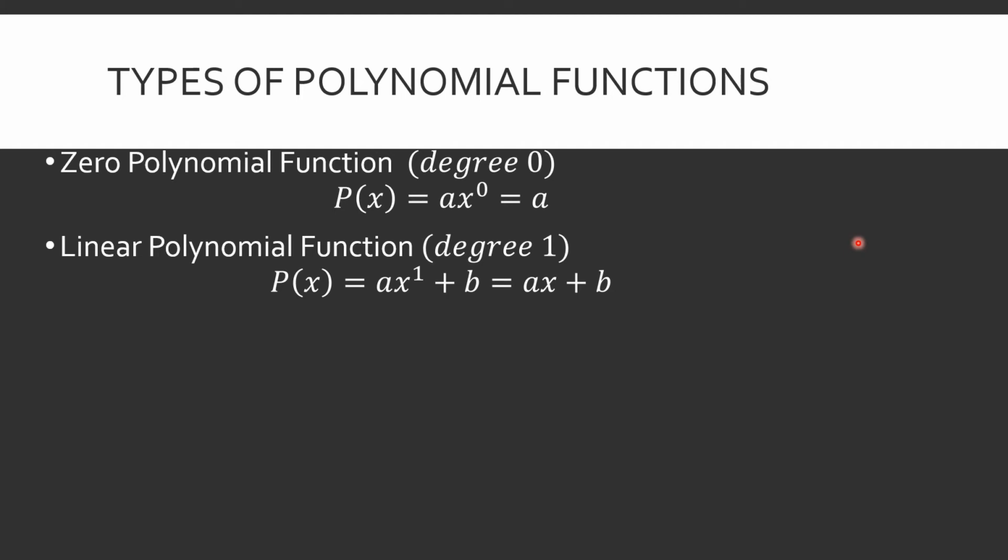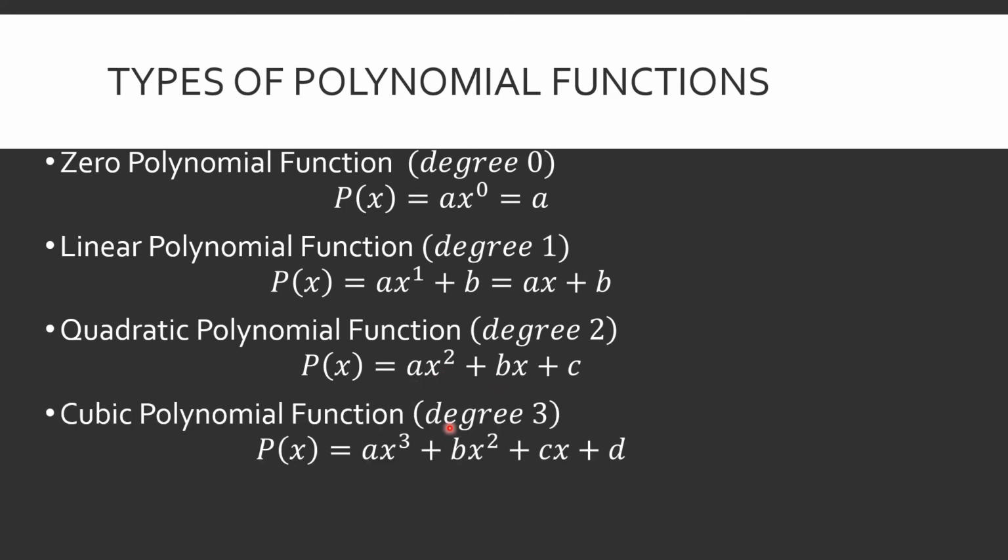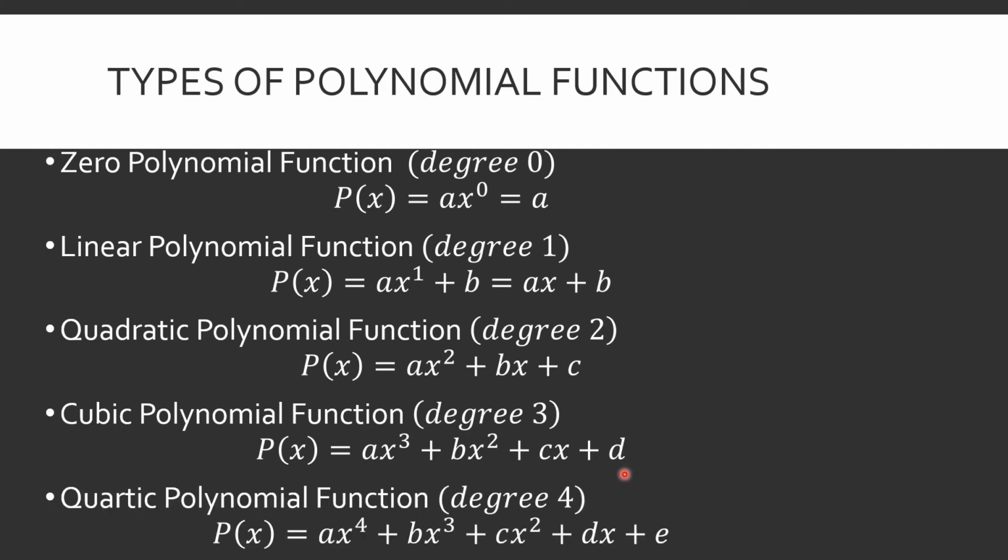Next is the quadratic polynomial function. Its degree is 2. The form of this polynomial function is ax squared plus bx plus c. Next, we have the cubic polynomial function. Its degree is 3. Its form is p of x is equal to ax cubed plus bx squared plus cx plus d. Next, we have the quartic polynomial function of degree 4. Its form is p of x is equal to ax to the power of 4 plus bx cubed plus cx squared plus dx plus e.